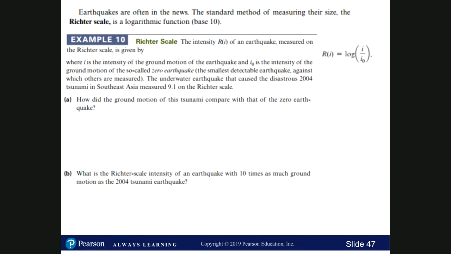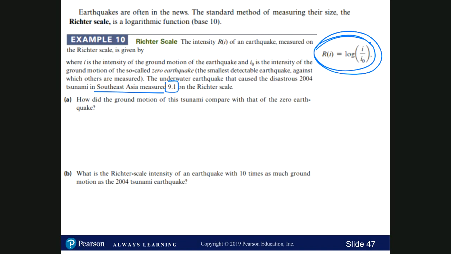Okay, so the last problem of this section deals with the application of logarithmic functions. And this is the Richter scale, which is the scale in which earthquakes are measured. And so I believe they do go from 1 to 10. At 9.1, as you can see here, this was an underwater earthquake that caused the disastrous 2004 tsunami in Southeast Asia. It was a 9.1 on a Richter scale.